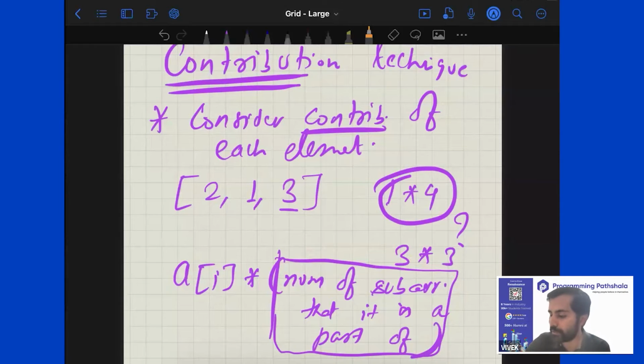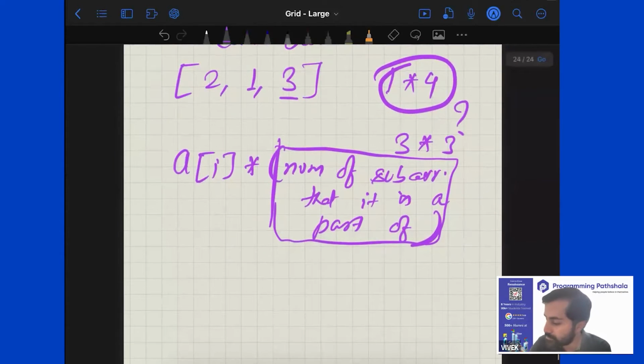There are no issues around that. Why? Because we are interested in considering all the subarrays. I never told you that you do not have to consider subarrays that are unique or something like that. You understand my point? So let's say you have something like 2, 1, 3, 2, 1.